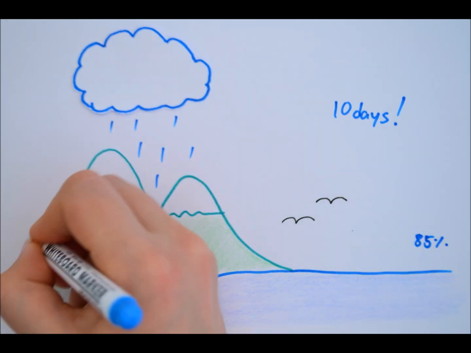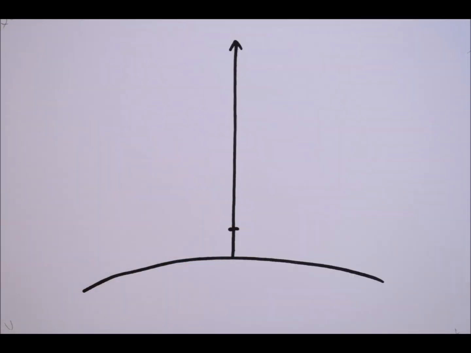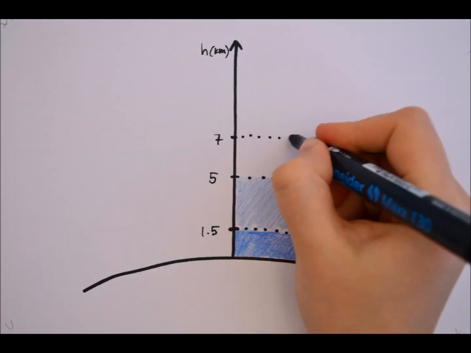Indeed, 85% of water in the atmosphere is evaporated from the oceans, with the remaining 15% evaporated from the land. Interestingly, over 90% of water vapor is found in the lower 5 kilometers of the troposphere.